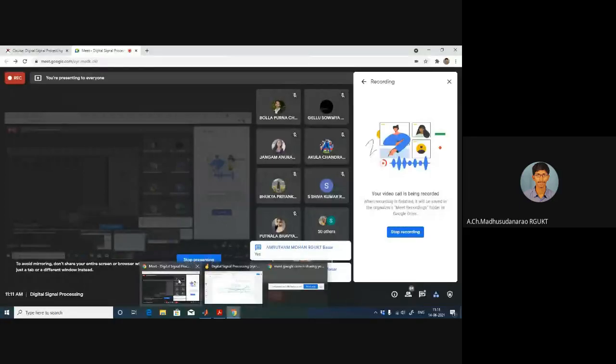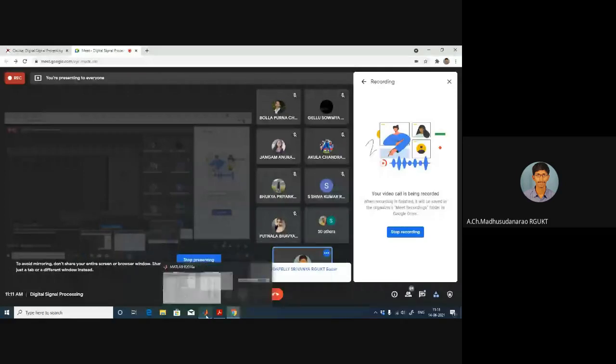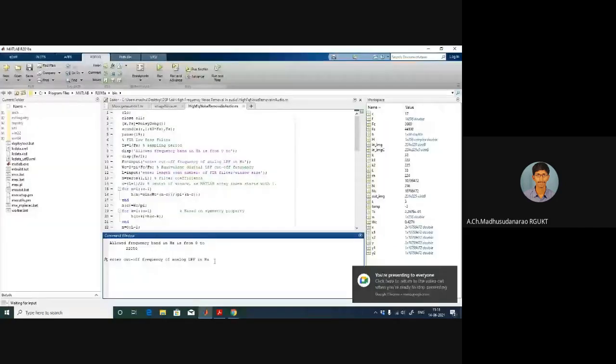Now I'd like to apply a low pass filter with a cutoff frequency of 3 kilohertz. I'm entering this cutoff frequency, 3000 hertz or 3 kilohertz. I am applying the noisy song to the 3 kilohertz low pass filter.